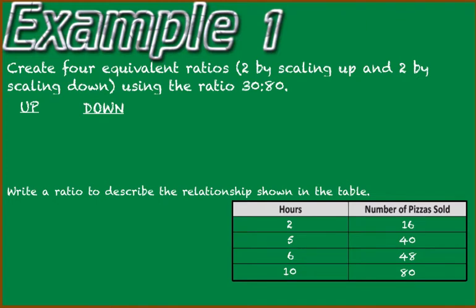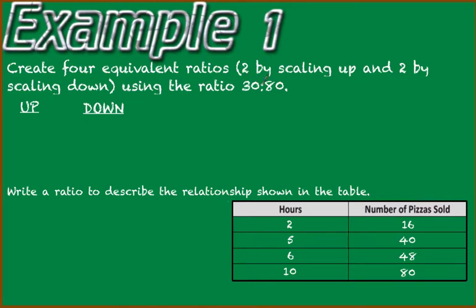Alright, so we're going to start off with example 1, and we're going to create 4 equivalent ratios, 2 by scaling up and 2 by scaling down, using the ratio 30 to 80. Scaling up means we're going to end up with numbers that are bigger than 30 and 80, and scaling down means we're going to end up with numbers that are smaller than 30 and 80. I'd like you to pause, try this out, and when you come back, we'll go over your answers.